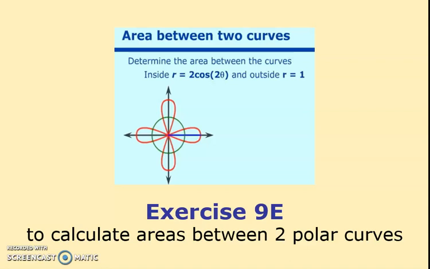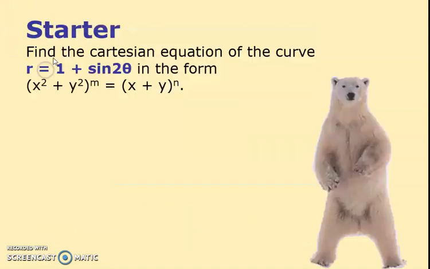Hi, this is the last part of our chapter of work on polar curves. It's exercise 9e. We're looking now at the area between two curves. I think we saw a bit of this in exercise 9d, where you found the area of a curve, but now we're looking in particular at the area between two curves. So let's have a look at this then.